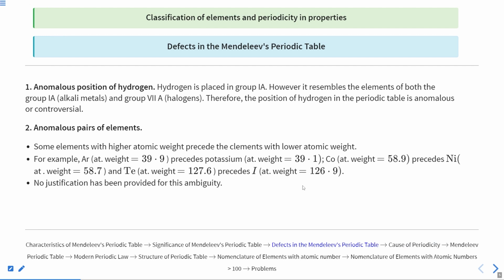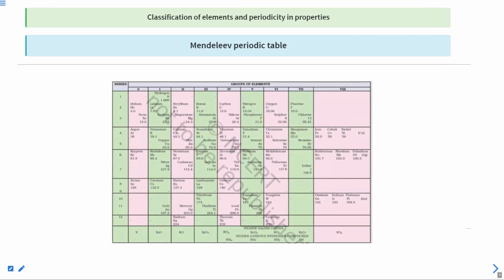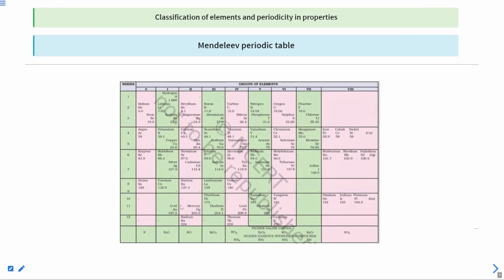Now, what were the defects in Mendeleev's table? Let us now talk about the defects. First of all, the anomalous position of hydrogen. If you look at the table again, you will find that all the groups have two elements except this group. If I talk about this group, hydrogen, lithium, and sodium, there are a total of 3 elements present. So that is the difficulty. We cannot define where the hydrogen will lie. And let me give you a very interesting fact: till date, the position of hydrogen is not accurate.